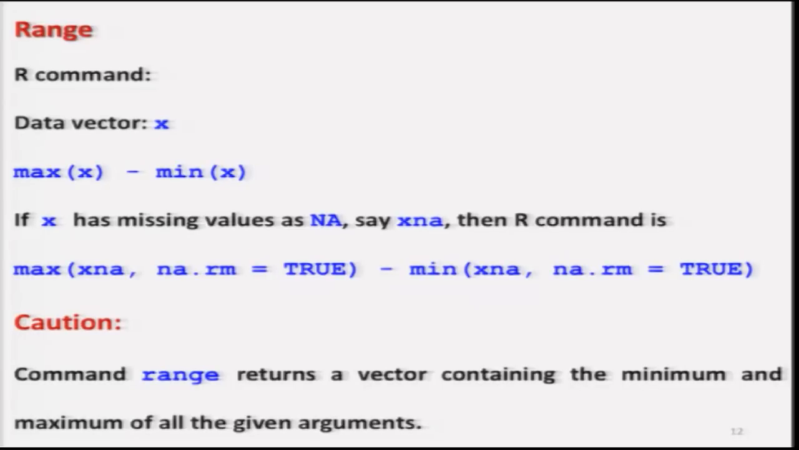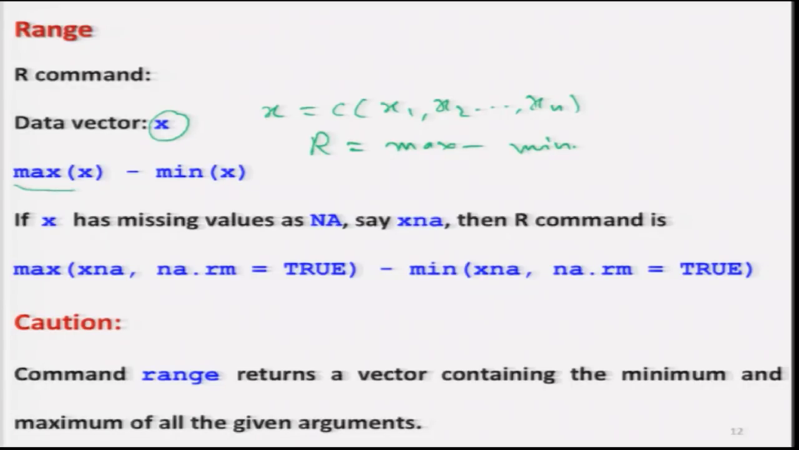Now I am coming to the aspect of how to compute the range in the R software. I will denote by x the data vector, containing the data values x1, x2, up to xn. As we have defined, the range is the maximum value minus the minimum value. So I can use the built-in commands in R to find the maximum and the minimum value that we discussed in the earlier lectures. The maximum value of x1, x2, xn is computed by max of x, where inside the argument you give the data vector, and the minimum value is computed by the command min. Then you find the difference between the two: max of x minus min of x.